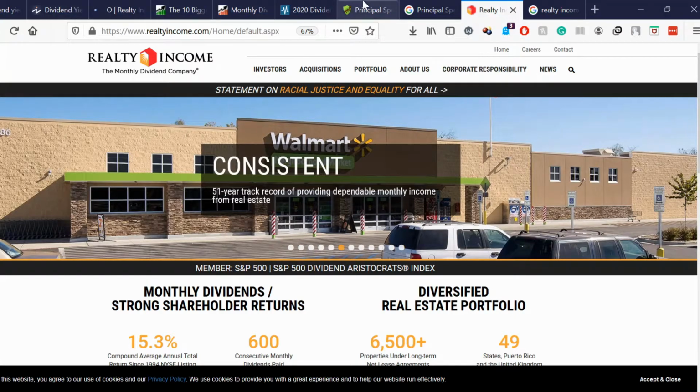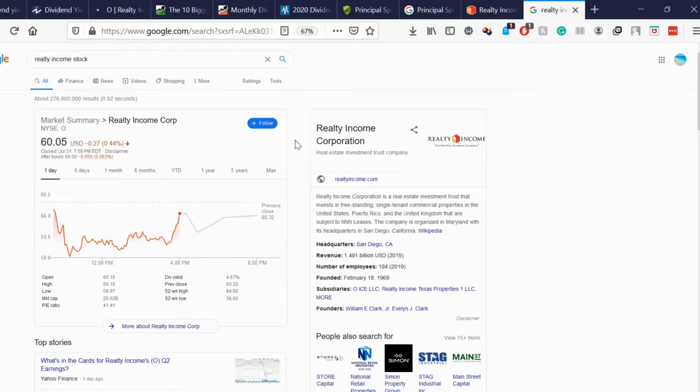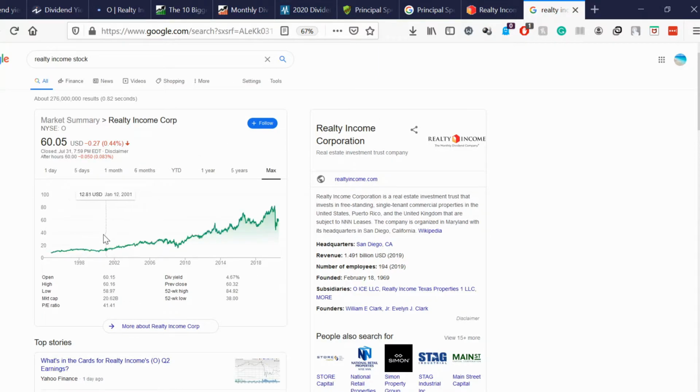Now, let's say I was doing my research, right? And this came up, Realty Income. First thing I always do is go to Google. That's my step number one. Go to Google. Google's easy. And I look at their chart. I say, okay, they've been around since 1994. So that's been a pretty decent amount of time. Overall, their chart has been growing. This is a good chart. I like this. They did have minor drops here and there, but for the most part, they are growing.